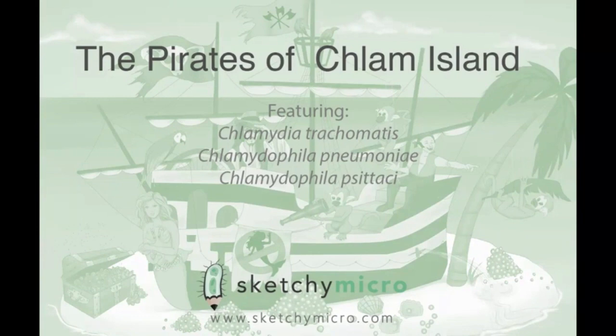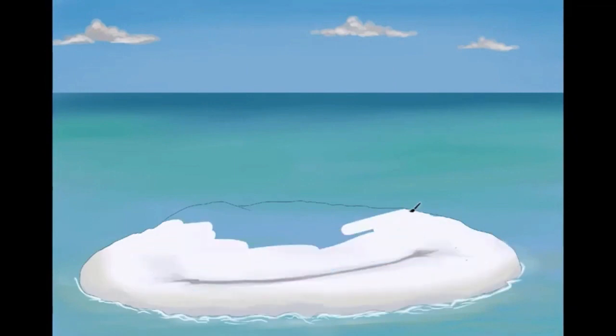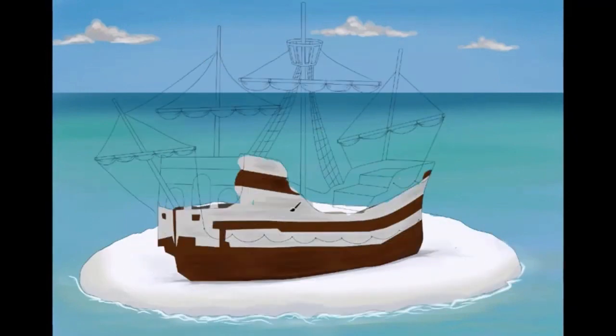So there's a lot of information to learn about chlamydia, but we ambitiously thought we could tie it all into one story. But we'll still break it up and make it as simple as possible. So first we'll discuss the general characteristics, the life cycle, and identification. Then we'll move into several clinical presentations, and then finally finish with treatment. So let's get started. Here we have a small island with a pirate ship that is run aground.